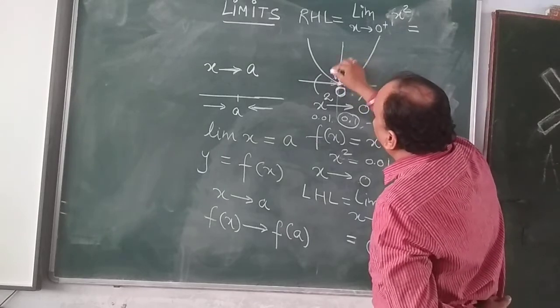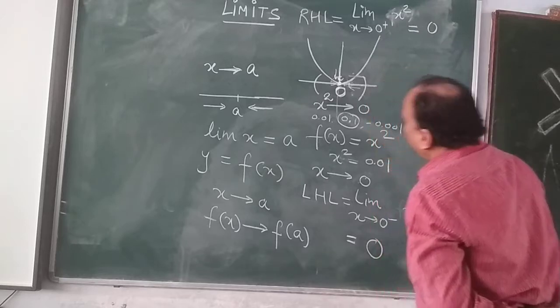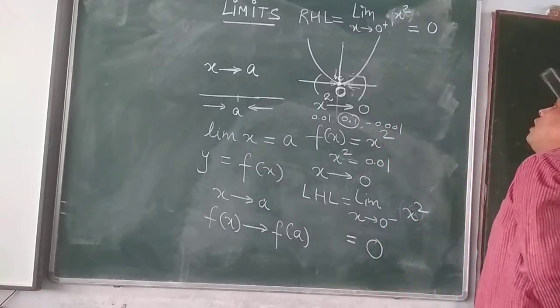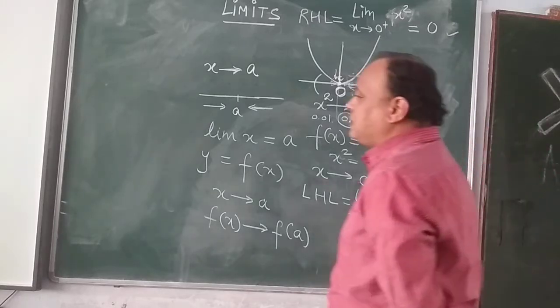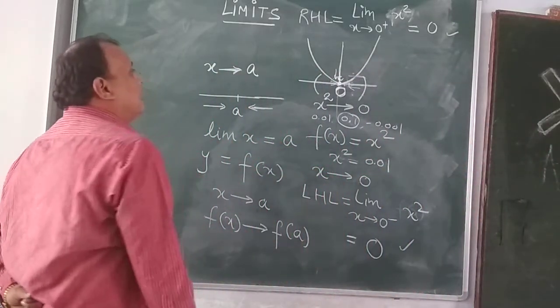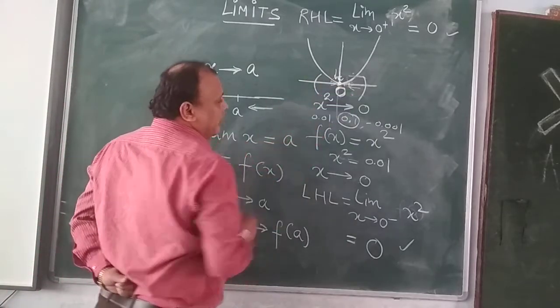Hence, the limit of x square will also be 0. So, the left hand limit and right hand limit are both equal to 0 when the variable x tends to 0. This means that the overall limit of the function exists.